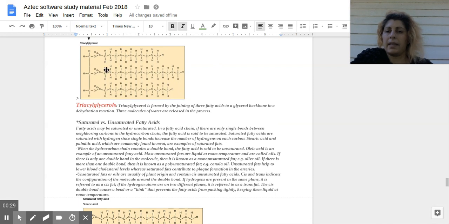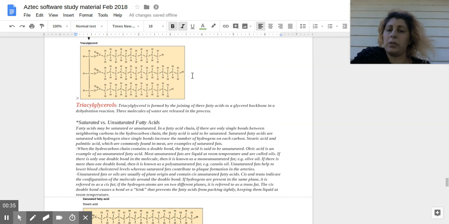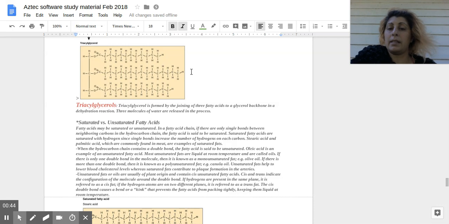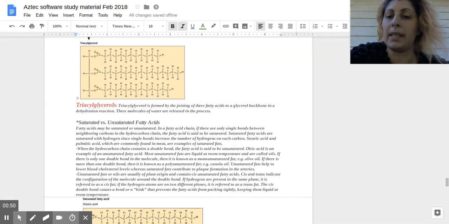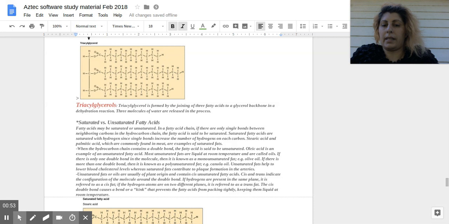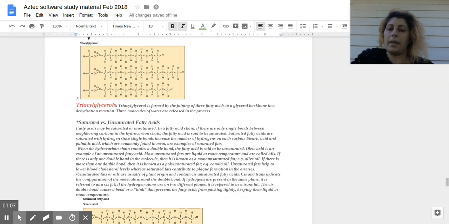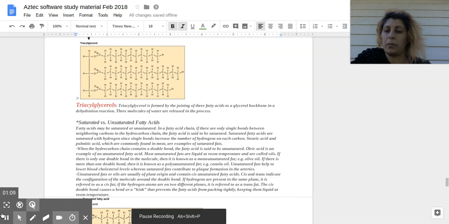And the fatty acid tails we learned can be either saturated, with all single bonds between the hydrocarbon groups, or they may contain double bonds, either one or more, making them unsaturated chains. If they have only one double bond, they're called monounsaturated. More than one, they're called polyunsaturated. Most unsaturated fats are liquid at room temperature and are called oils. So the double bond makes them oils, more fluid.